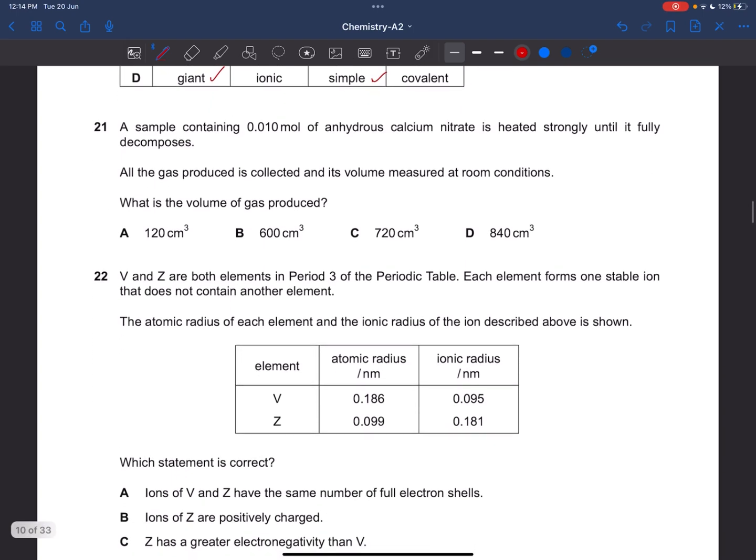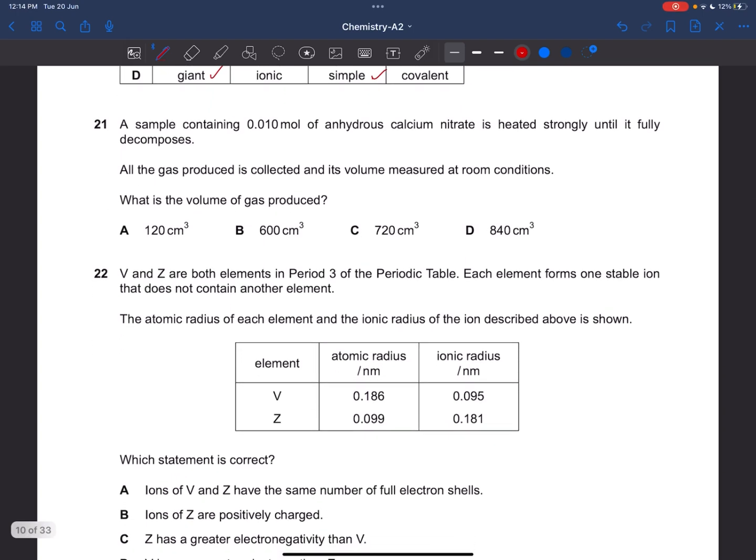21. A sample containing 0.01 mole of anhydrous calcium nitrate is heated strongly until it fully decomposes. All the gas produced is collected and its volume measured at room conditions. What is the volume of gas produced? It's better if we make an equation for this, because we are decomposing anhydrous calcium nitrate. So let's make the equation for that.